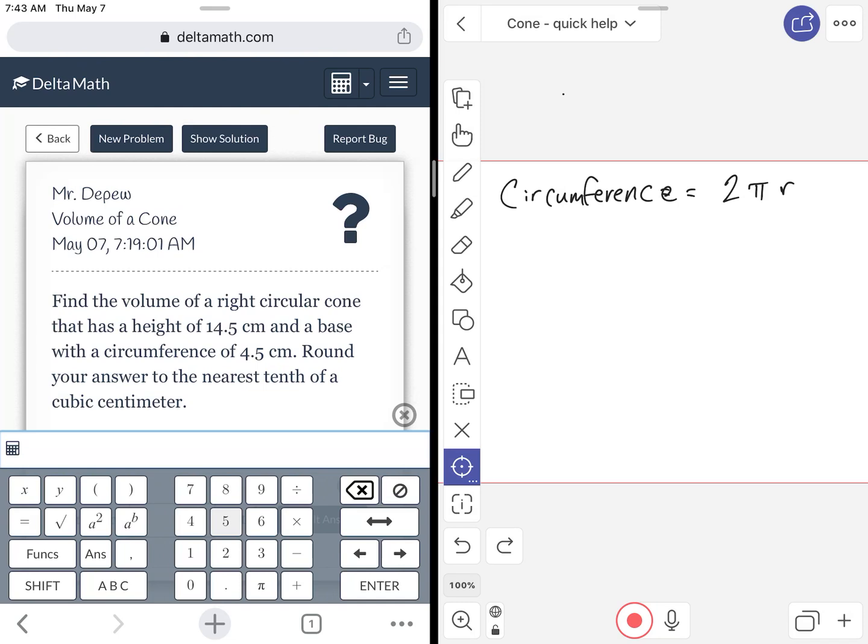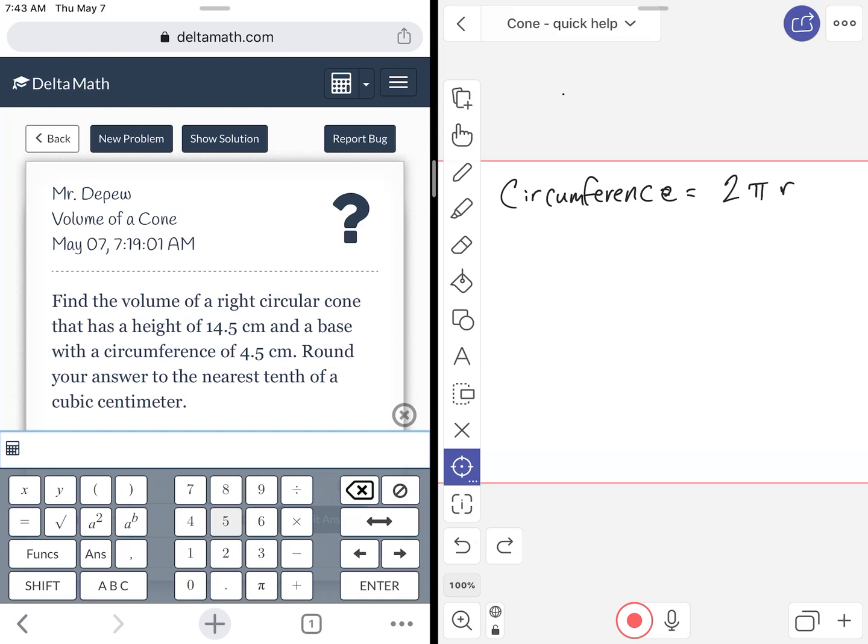There were questions also about these types of problems, where it says find the volume of a right circular cone that has a height of 14.5 centimeters and a base with a circumference of 4.5 centimeters. Round your answer to the nearest tenth of a cubic centimeter. So they don't even give us the radius for our formula. We need to work in order to find the radius.